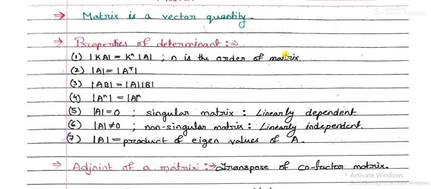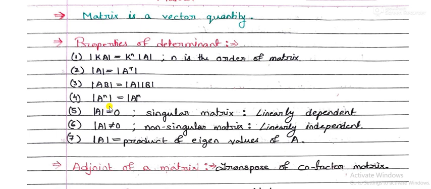Now here I listed a few properties of determinant. First property: determinant of kA equals k to the power n determinant of A, where k is a scalar quantity that is multiplied with the matrix, and n is the order of the matrix. Second property: determinant of A equals determinant of A transpose. Third: determinant of AB equals determinant of A multiplied by determinant of B.